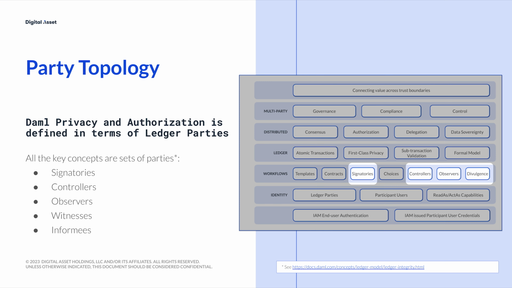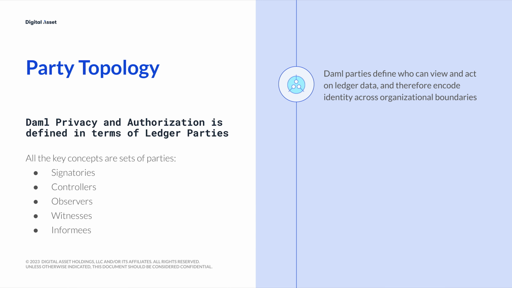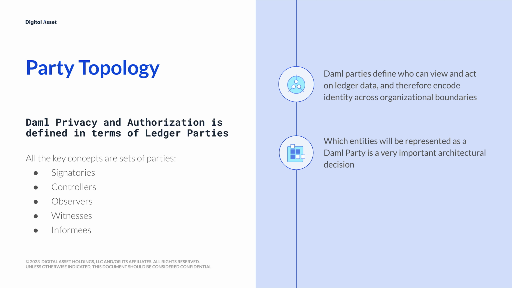In previous lessons, we have seen how Daml's privacy and authorization model is defined in terms of parties. Parties are the sole representation of identity on the ledger, and therefore signatories, controllers, observers, witnesses, and informees are all defined as sets of Daml parties. Consequently, Daml parties are used to govern access control to ledger data and therefore encode identity across interorganizational boundaries. For this reason, which entities will be represented as Daml parties in your application is a very important architectural decision.